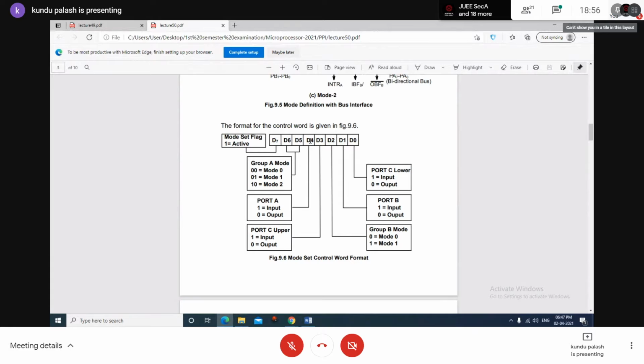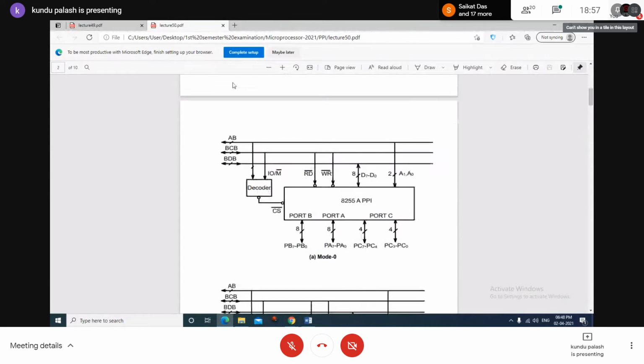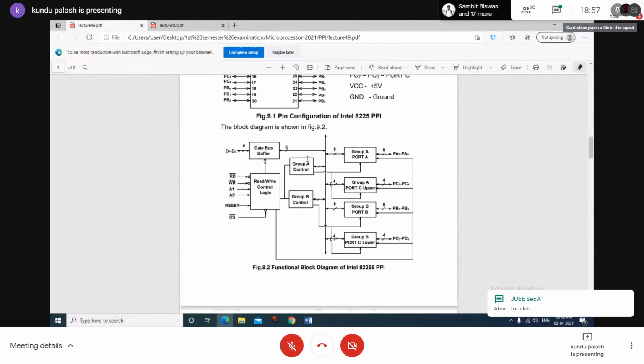D4 bit signifies which port is to be configured according to this mode of operation, whether it is port A or port B. So this is for port B, D1. And this is for mode of operation associated with port B, D2 bit. D0 and D3 are associated with the upper port C and the lower port C. So this will form the command word or the command byte. And this byte should be sent to its control register inside the block diagram, read-write control logic.